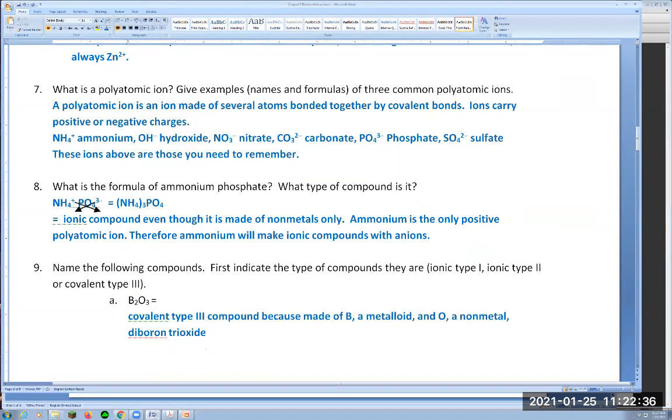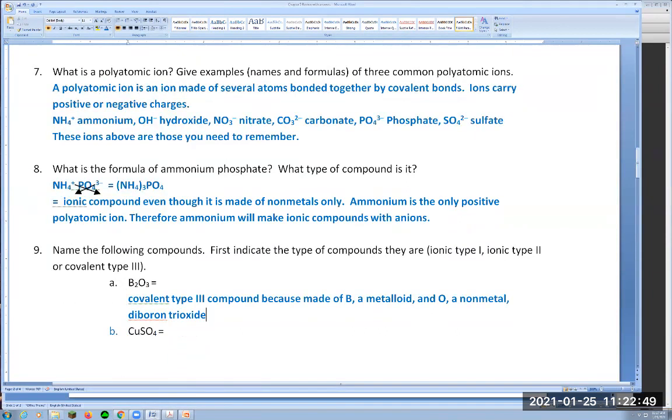Okay, let's look at what we have next. Oops. I wanted it to be CrSO4, sorry. CrSO4.